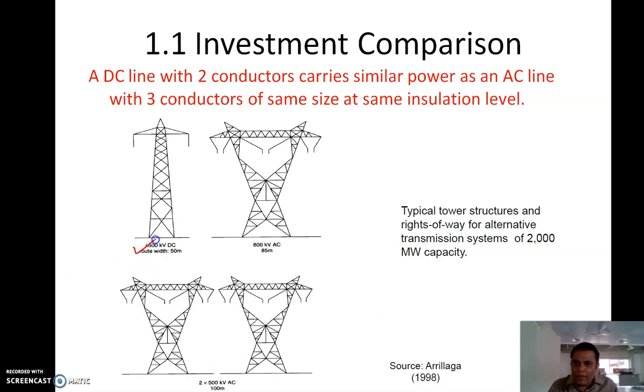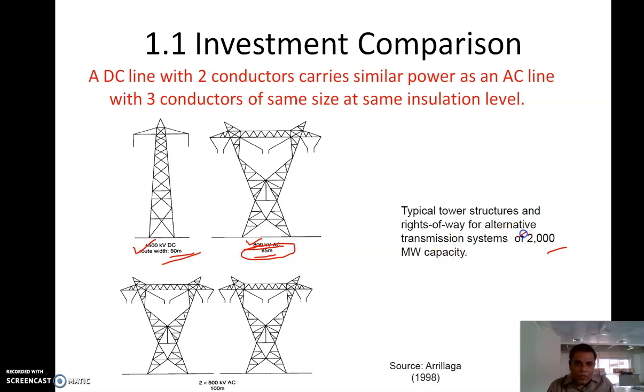Now plus minus 500 kV DC, the root width is only 50 meters, whereas to carry the same amount of power, which is around 2000 megawatt, you require a 800 kilovolt AC line with the root width of 85 meters. Now when I say the root width is 50 meter, that means the right of way that I will need is much lesser as compared to the right of way I will need here, because 35 meter distance is anyway there, and we are saying that the insulation levels are same.